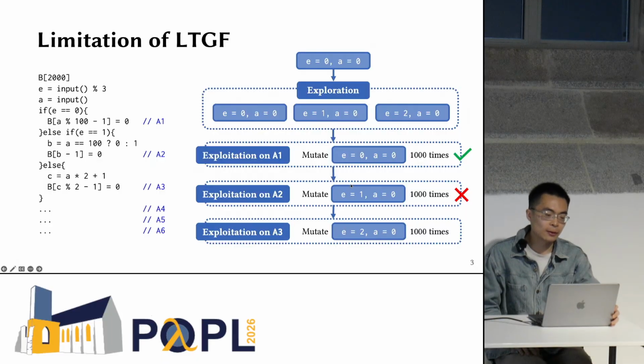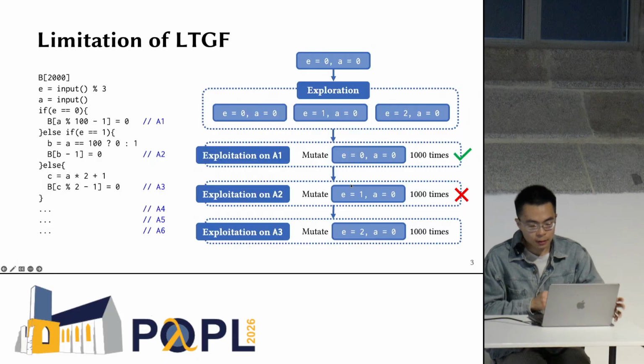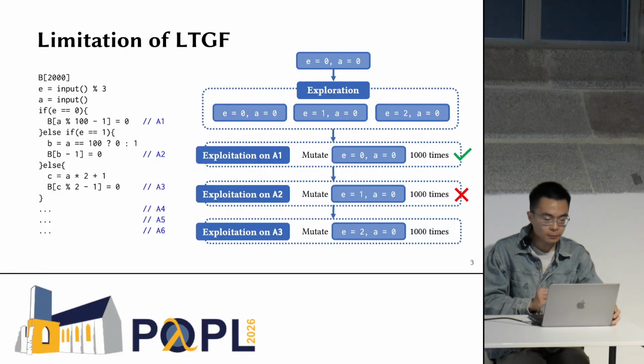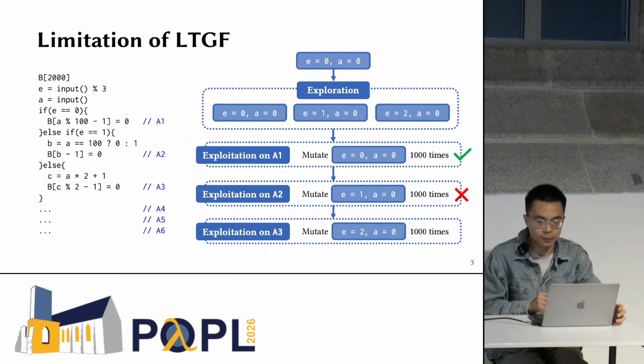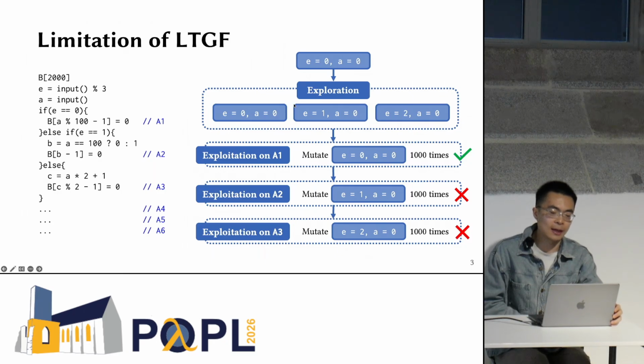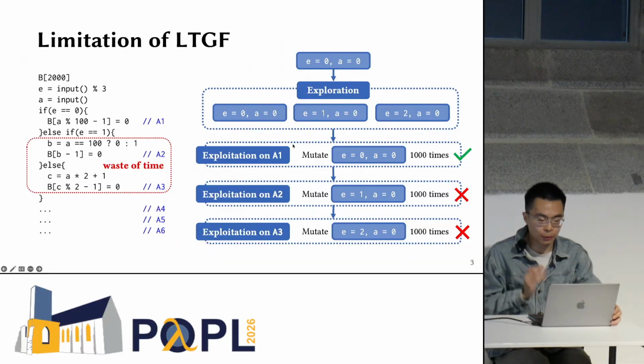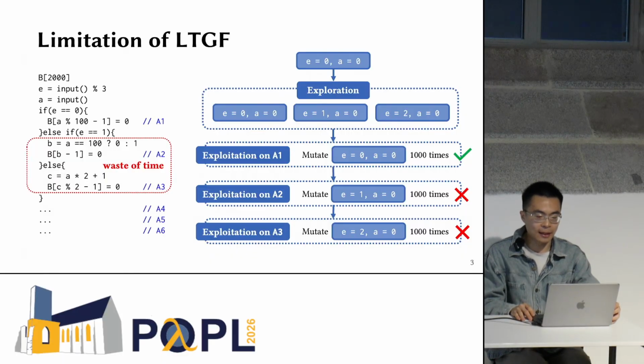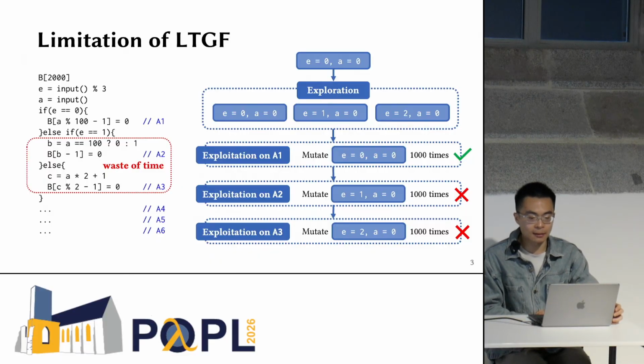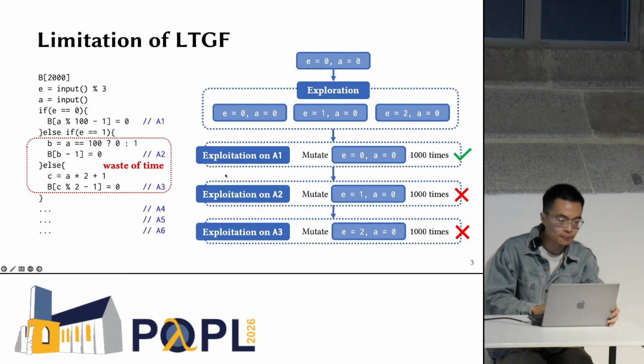For A3, the situation is even worse. Here C is always odd, so C mod 2 is always 1. This means the corresponding alarm is actually a false positive. No matter how we mutate the seed, we can never trigger a real bug there. So the time spent fuzzing for A2 and A3 is basically wasted. The fuzzer has almost no chance of finding a bug, yet A2 and A3 receive the same time budget as A1. This example shows why we need a more systematic way to allocate fuzzing time, so that we invest more in valuable targets like A1, instead of treating all targets as equally promising.